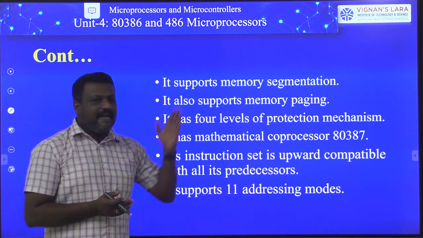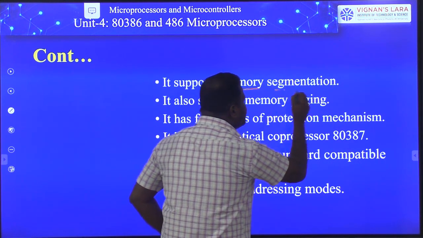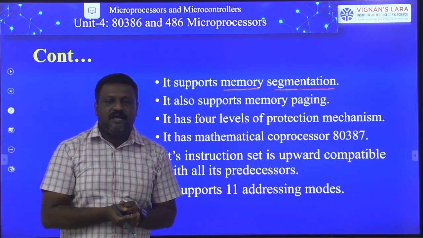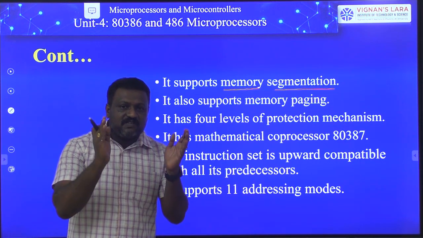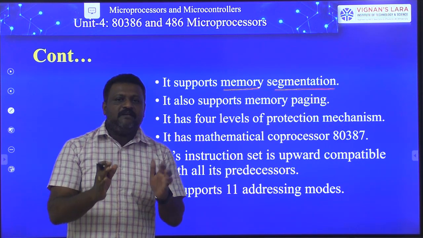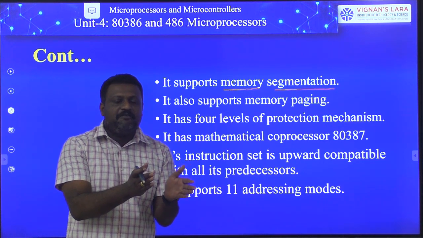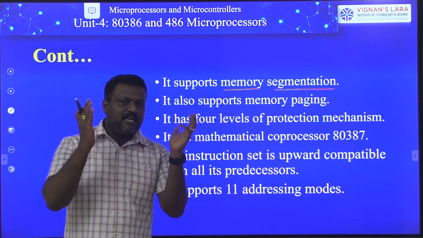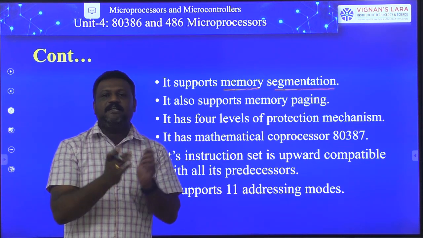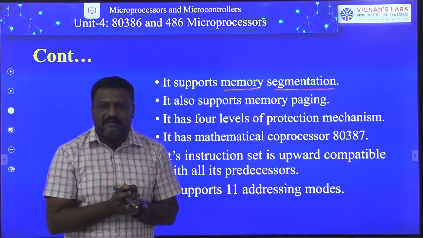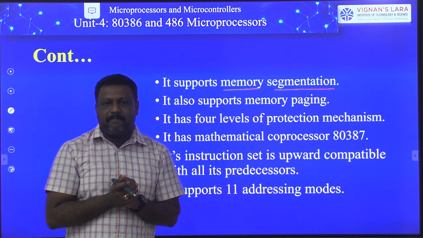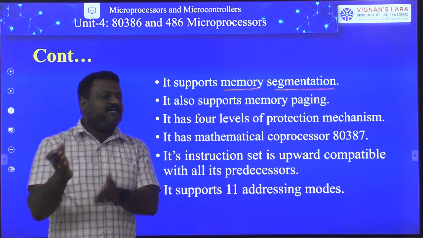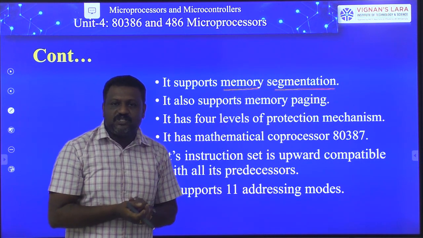And next, it supports memory segmentation. What is this? Once you know about the 8086 processor, the 8086 supports a segmented version of memory. We know that by utilizing the segmentation concept, we get different advantages like efficient utilization of memory space, it can also support parallel accessing, that means parallel processing, and it can increase the security levels, and all these advantages we are getting. In the same way, the 80386 continues the 8086 segmentation concept, that is, it supports segmentation.